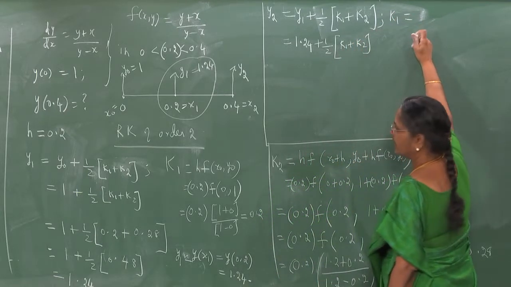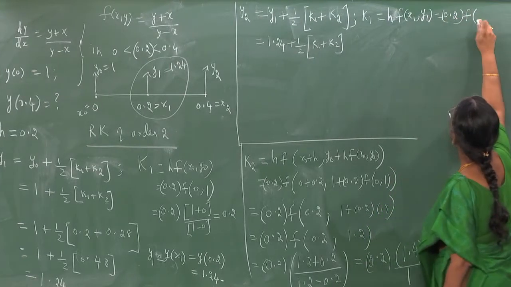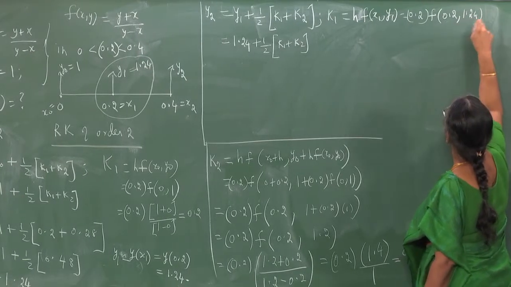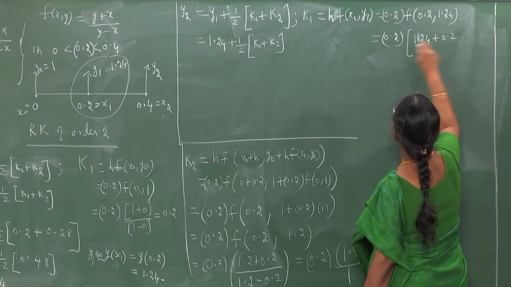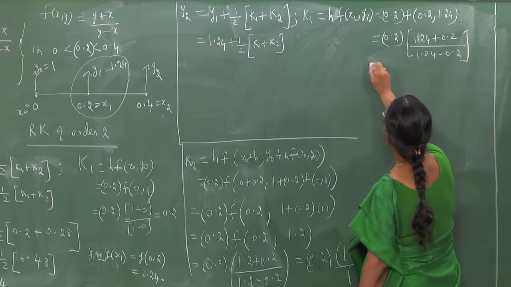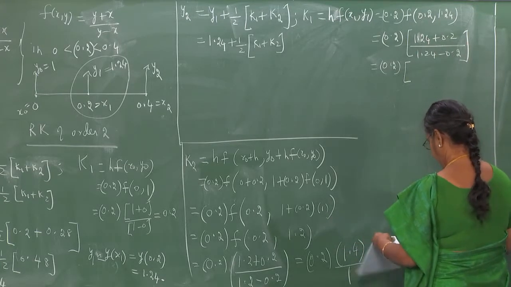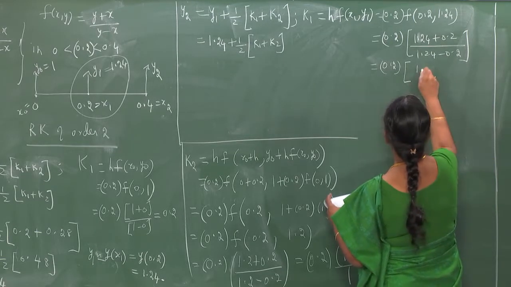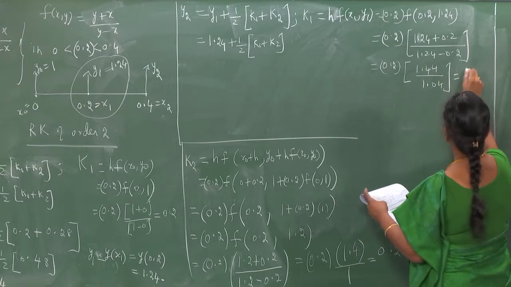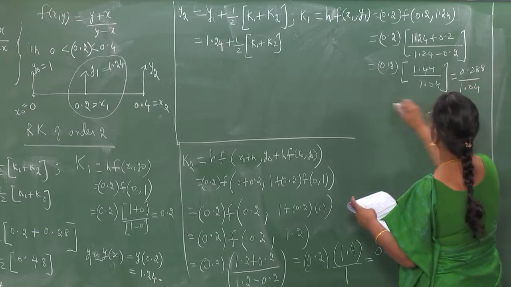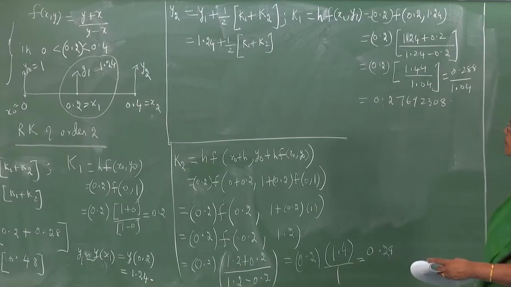So, we compute k1. K1 will be h into f of x1 y1. So, 0.2 times f of x1 is 0.2, y1 is 1.24, and f of x comma y is y plus x divided by y minus x. So, we substitute for y and x appropriately and find out this result. So, this turns out to be 0.2 into 1.44 by 1.04, and that gives 0.288 divided by 1.04, and it is 0.27692308. So, K1 is computed.